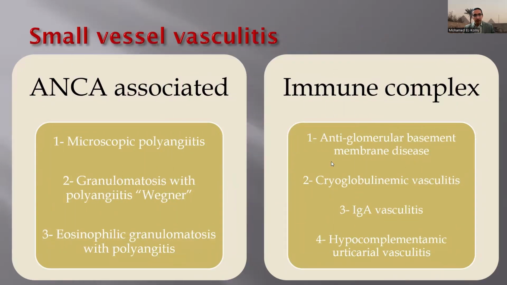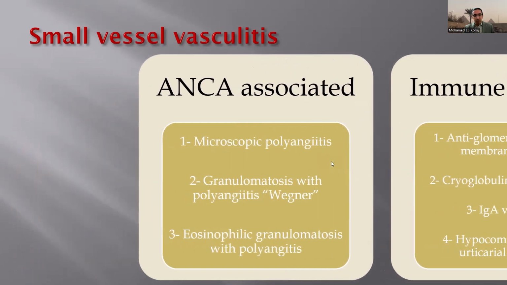Welcome to the second part of cutaneous vasculitis, and today we will start the notes about small vessel vasculitis. Small vessel vasculitis is subclassified into either ANCA-associated vasculitis or immune complex-associated vasculitis. The ANCA-associated vasculitis include three diseases: microscopic polyangiitis, granulomatosis with polyangiitis, and eosinophilic granulomatosis with polyangiitis.